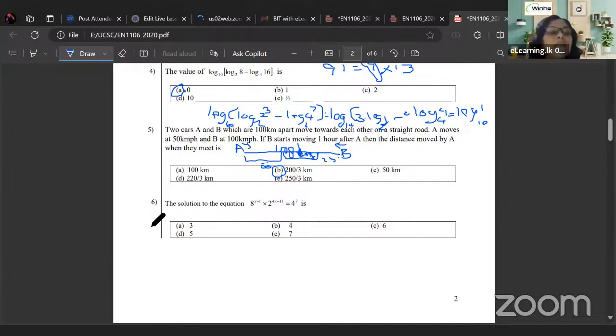Or else you can do this part like this also, right? If these are two apart, when we start 1 hour after, A has moved 50 kilometers. A and B are in this. When they meet, if A goes x distance, B goes x minus 1 distance, right?